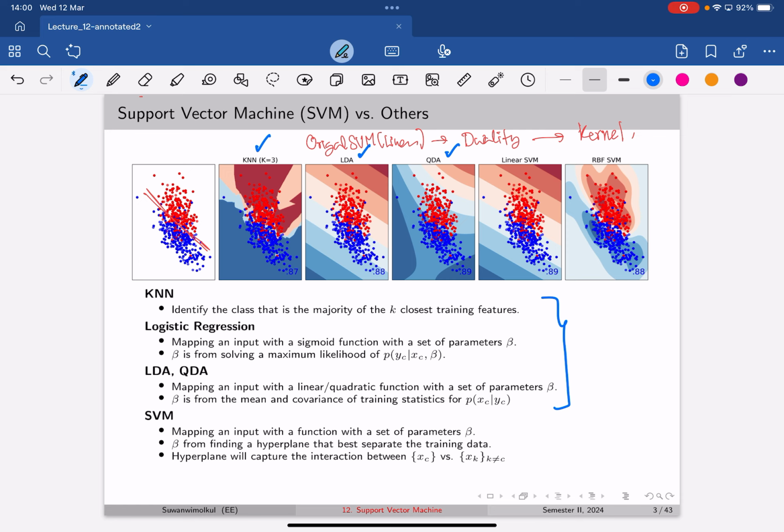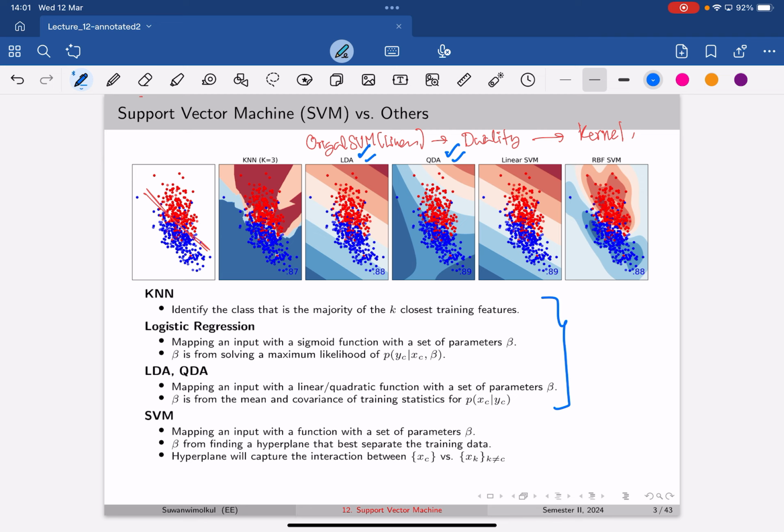For example, if you remember when we looked at K nearest neighbor, or KNN, KNN used the number of neighbors to do the classification. So if most of its neighbors belong to a certain class, it will classify that testing sample to be a member in that class. Meanwhile, for LDA and QDA, we have to come up with a boundary function. It could be a linear boundary or a quadratic boundary, depending on what assumption you made.